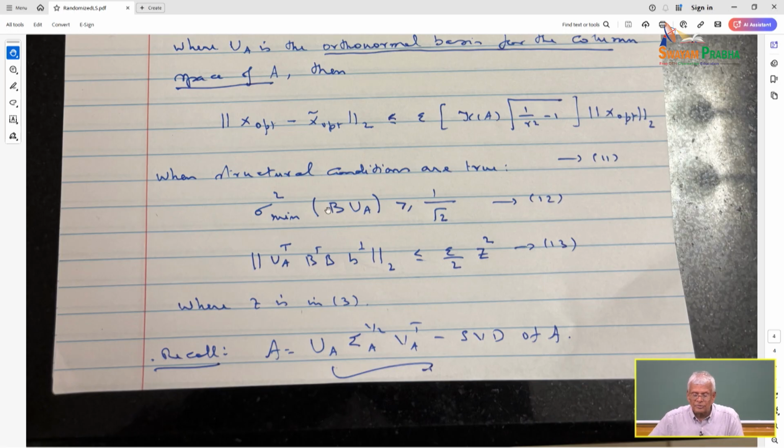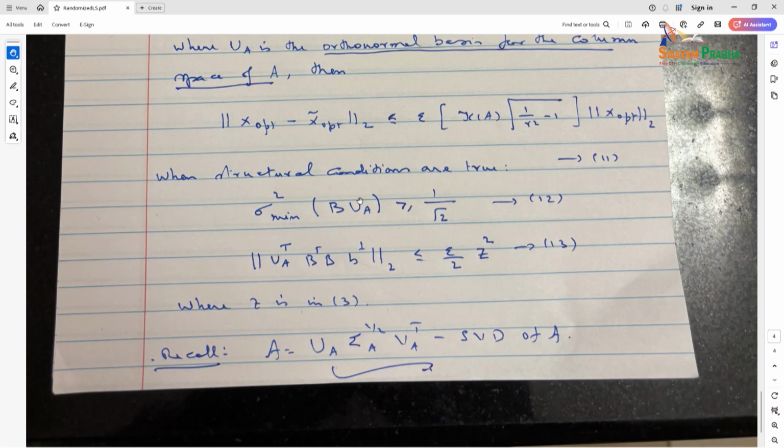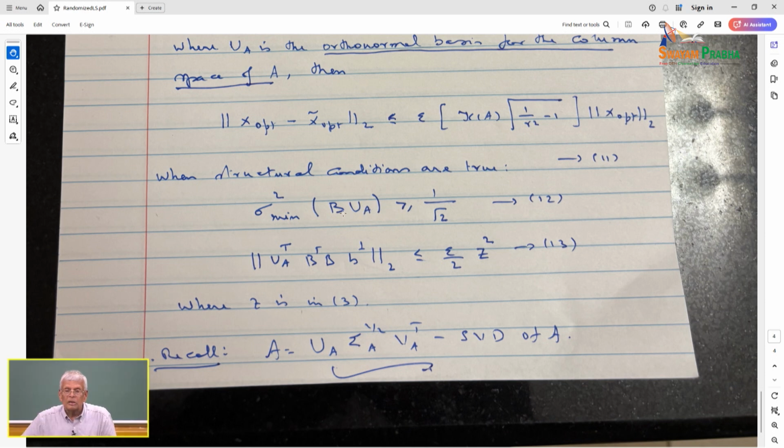So, this matrix, please understand, UA is an m by n matrix, B is an r by m matrix. So, this product is an r by n matrix. This matrix is rectangular, it has singular values. The square of the minimum singular value of this product matrix must be at least 1 over square root of 2. So, that is a structural condition that must be satisfied.